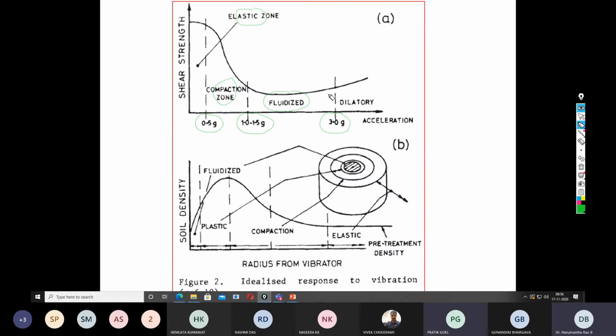Sir, this dilatory zone will correspond to the plastic zone. Yeah, plastic zone. But this graph is at the state when we have inserted the probe and applied the energy, when the vibration has initiated. Correct. So after the vibration is completed, then the shear strength at the dilatory zone will be maximum. No, it doesn't mean that. During the operation, what will happen to the shear strength?